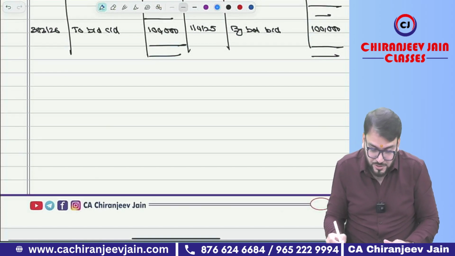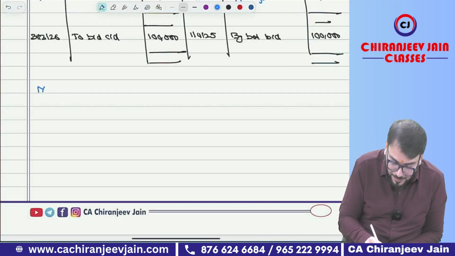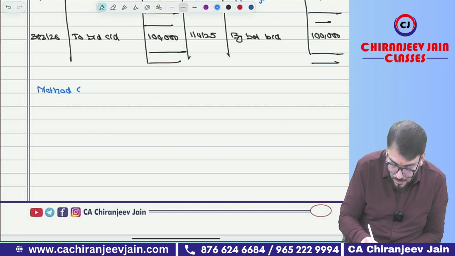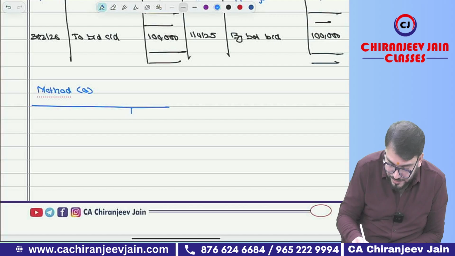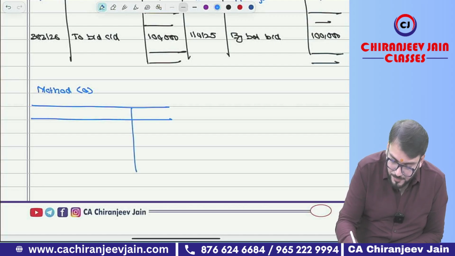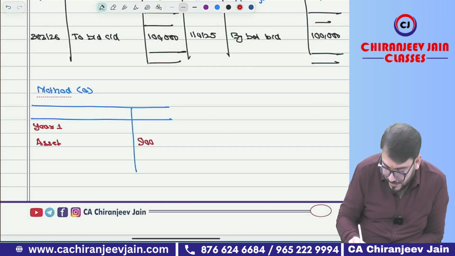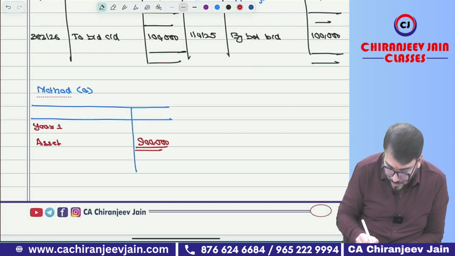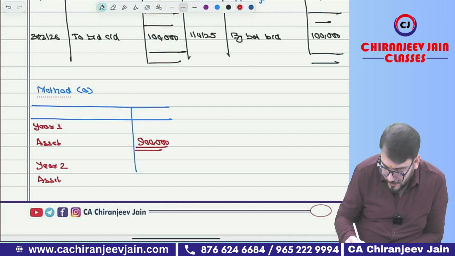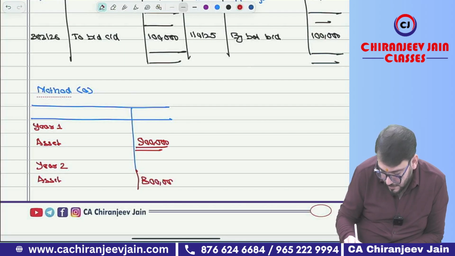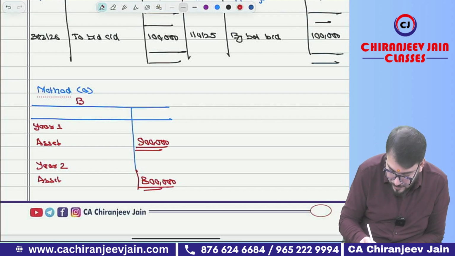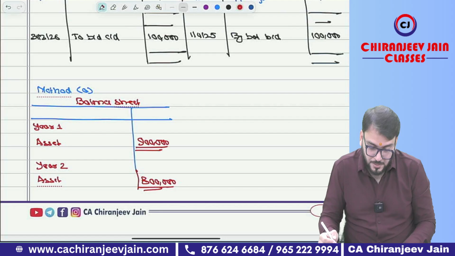Okay, sir. Means if I say in case of method 1 or method A, when you are preparing balance sheet, in balance sheet for year 1, your asset will be how much? 9 lakh. For year 2, your asset will be how much? 8 lakh. This is the balance sheet. Correct. Got this point.